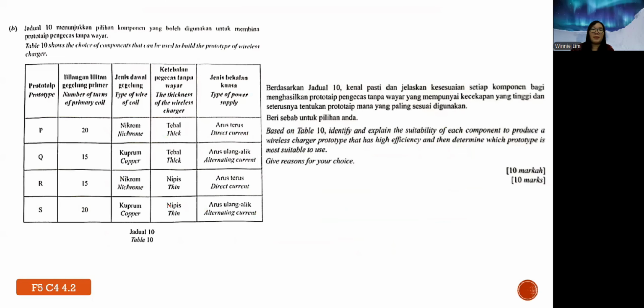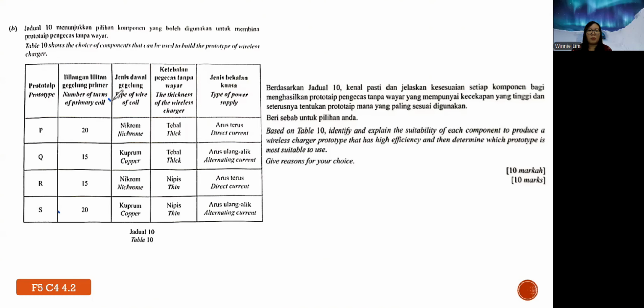Okay, then part B. Table 10 shows the choice of components that can be used to build the prototype of a wireless charger. So based on table 10, identify and explain the suitability of each component to produce a wireless charger prototype that has high efficiency, and then determine which prototype is most suitable to be used and give a reason for your choice. Okay, so same thing, you all need to choose. So what happens to the number of turns of the primary coil? Should it be more or less?